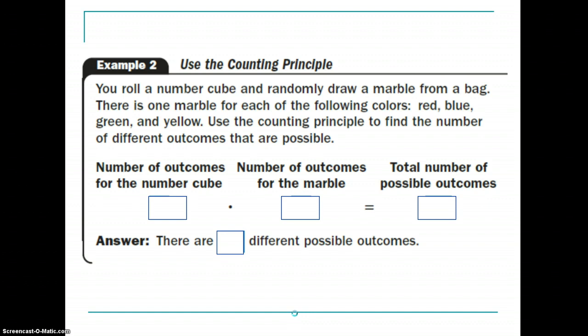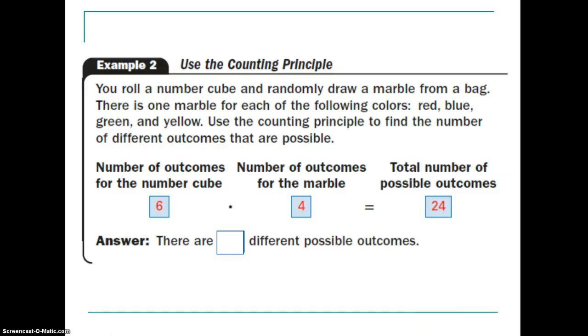In example 2, you roll a number cube and randomly draw a marble from a bag. There is one marble for each of the following colors: red, blue, green, and yellow. Use the counting principle to find the number of different outcomes that are possible. Well, you roll a number cube. How many choices do you have in a number cube? A number cube is usually 6-sided, so you have 6 choices. The marbles, there is a 1, 2, 3, 4 choices, 4 colors. So 6 times 4, 24 possible outcomes.